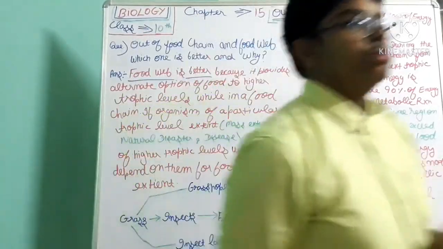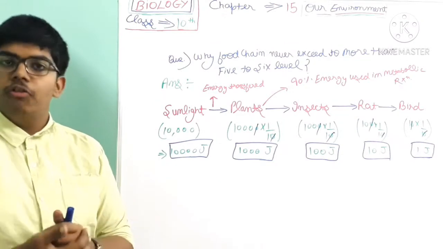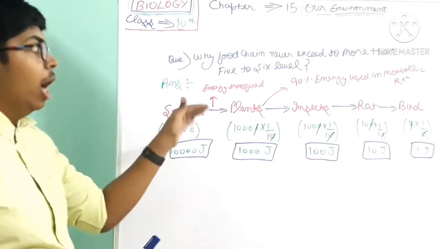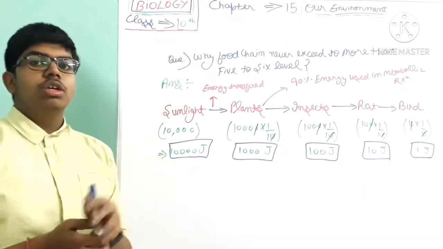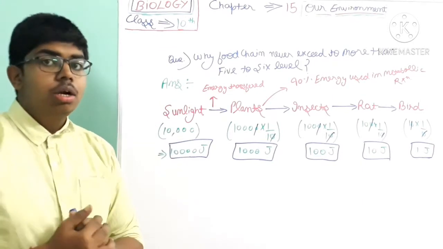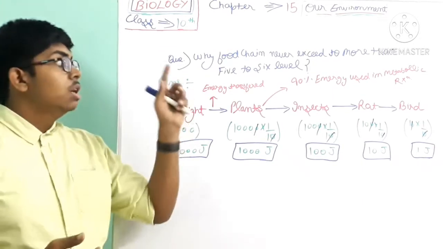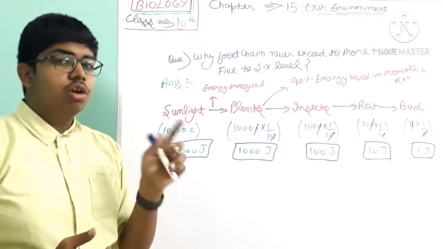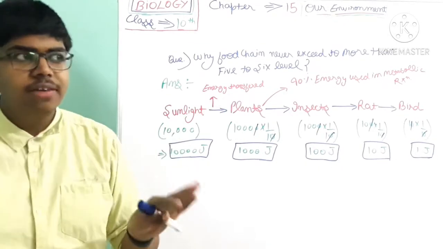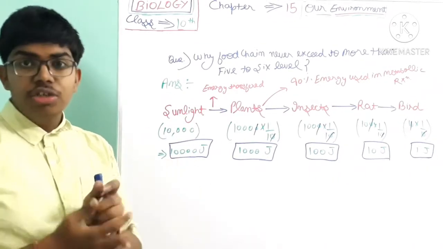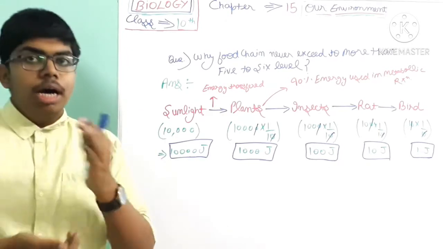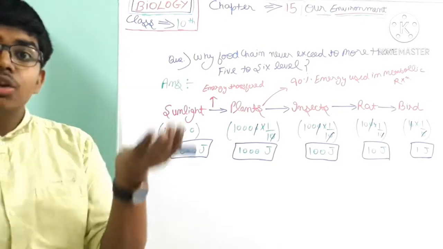Let's discuss a question on the 10% law of energy: why does a food chain never exceed more than 4 to 5 levels? Why 4 to 5, why not 5 to 6? Not in particular, because it depends on the energy contained in an organism.